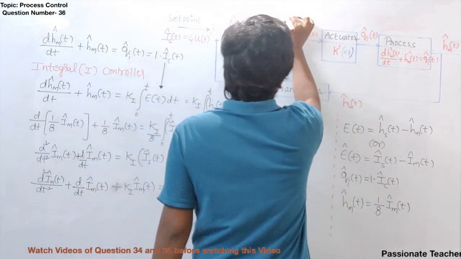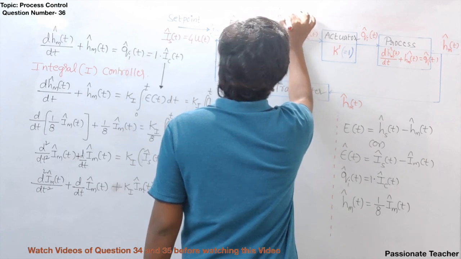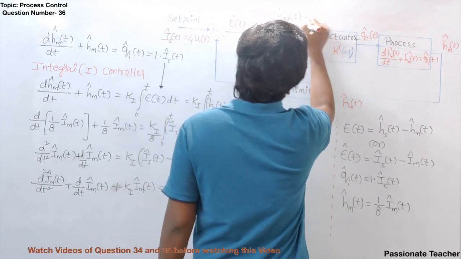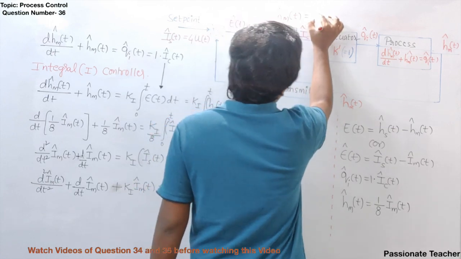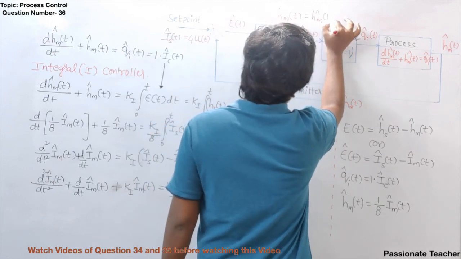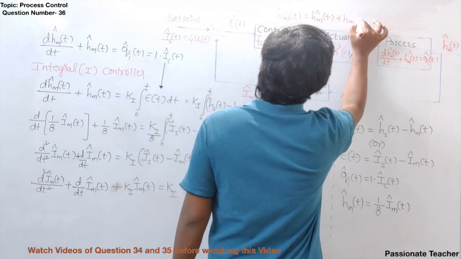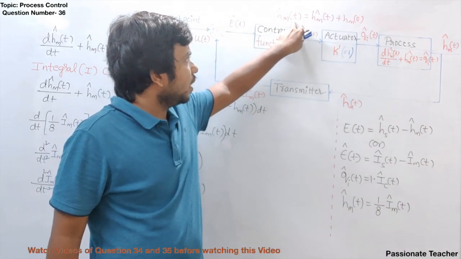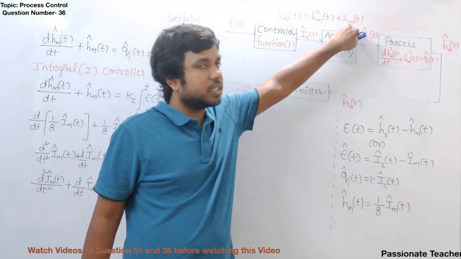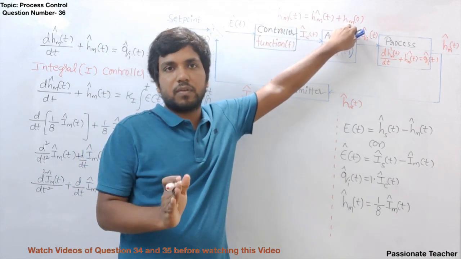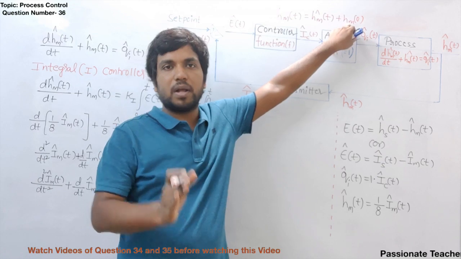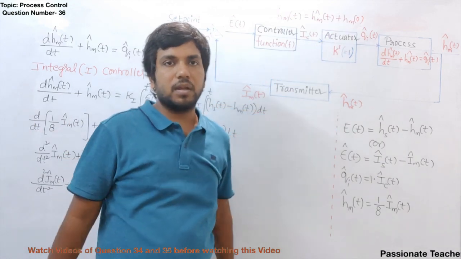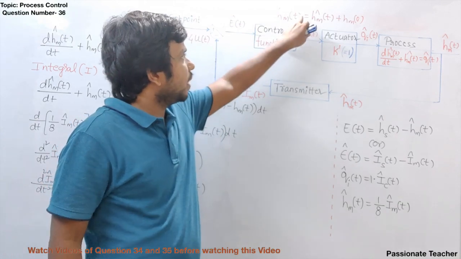So how can we write HM cap of t? The water level with respect to time, HM of t, can be given as HM cap of t plus HMS. Clear? This is a basic equation relating time, the deviation, and the initial steady state value. This is why I sincerely advise you to watch the previous two videos before going further, so that you will be able to understand things in a much more comfortable way.